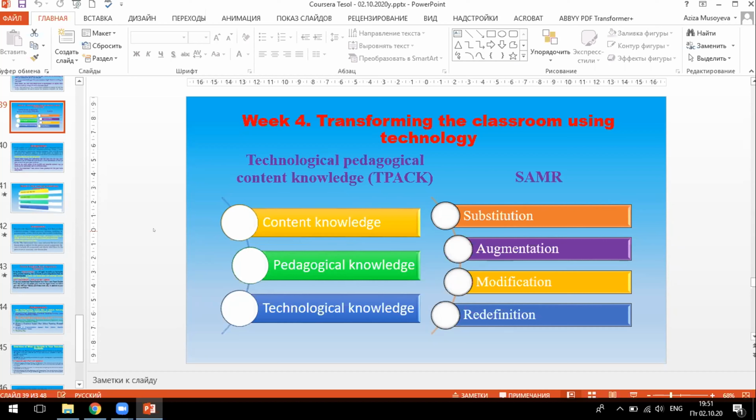And the last one is redefinition. It means in this stage we are using the technology to create a new learning task that would be impossible without the use of technology. For example, you can ask them to create their own video. Yes, it is very different because in this stage they need to use technology, and for example they need to record themselves. There are even some applications where you can ask them to record their speech, put it there, and ask others how they can answer this question.